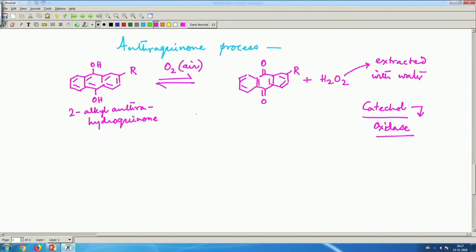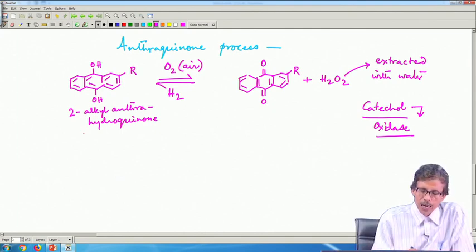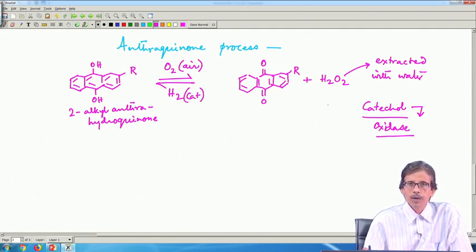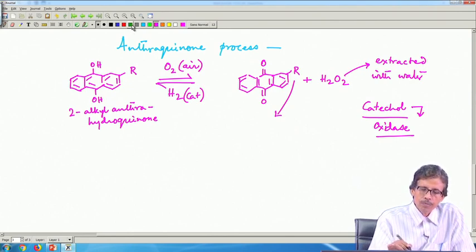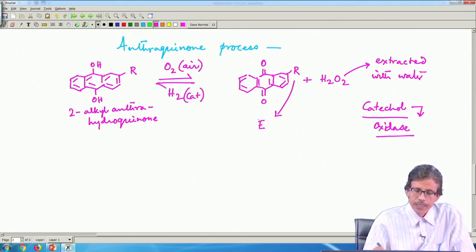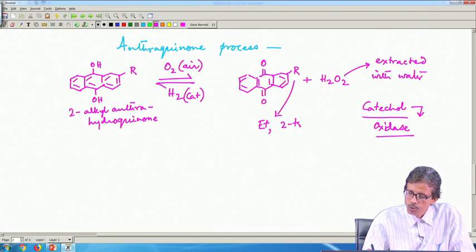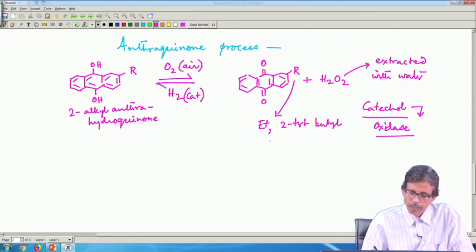So, for this reaction for the production of hydrogen peroxide, if we can go for a catalytic one, that means if hydrogenation is feasible, that means the quinone can be hydrogenated back to the hydroquinone, it can be a very useful technique for the production of hydrogen peroxide from an industrial point of view. So, this R can be of some typical substitutions. It can be ethyl, it can be 2-tertiary butyl, or 2-tertiary amyl.